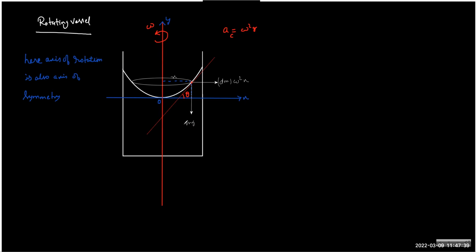So the net force along the tangent, along the free surface, is always zero. If you do so, what you can write is dm omega square x cos theta is equal to how much? dm g sin theta.